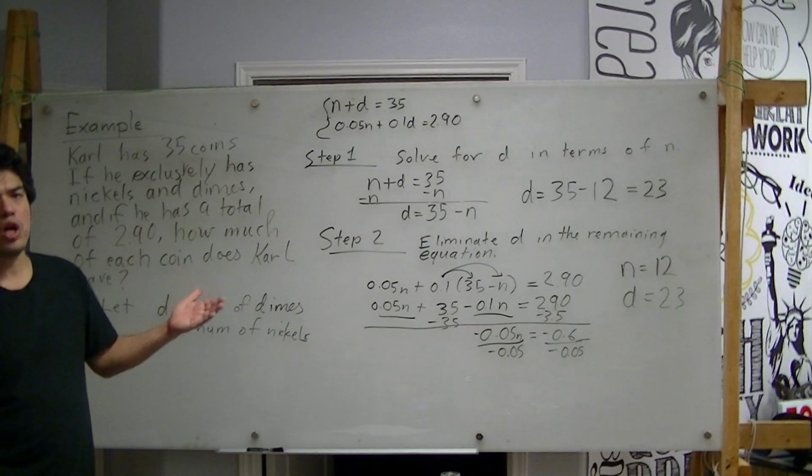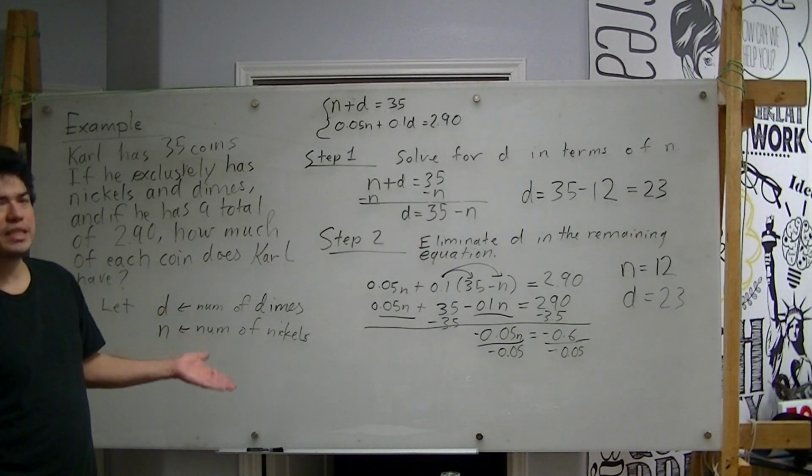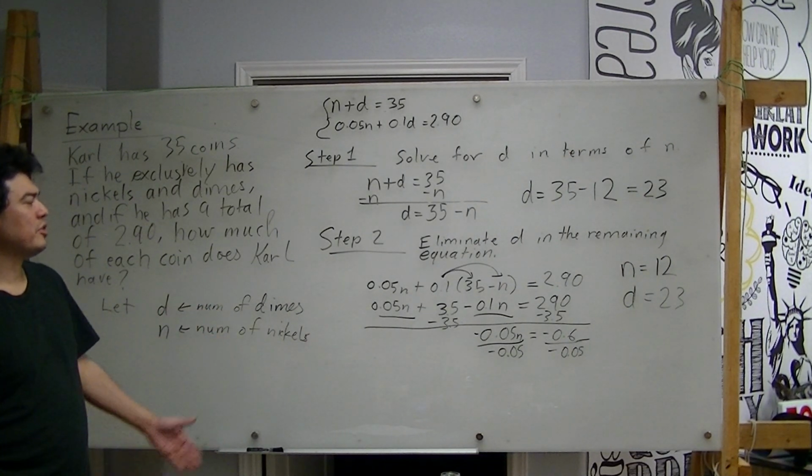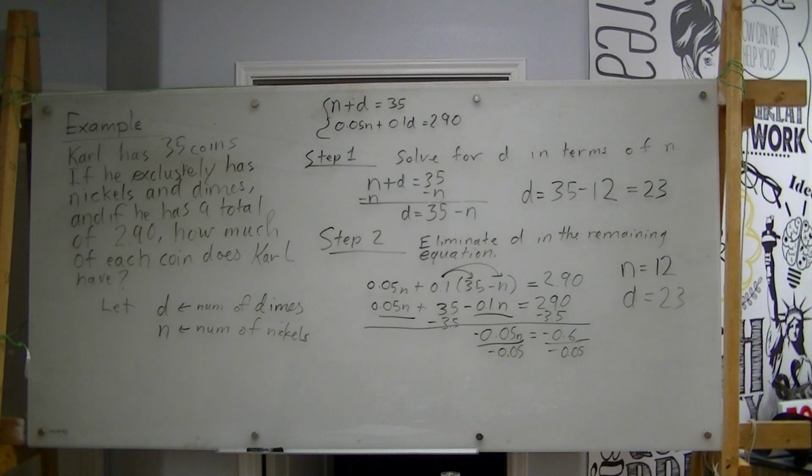And now we can imagine, okay, 12 nickels is about 60 cents. 23 dimes is $2.30. $2.30 plus 60 cents is $2.90. And so indeed, we have gotten our result. And notice how what I did there was I tested to make sure that the values that I got made sense in terms of the context of the original problem.